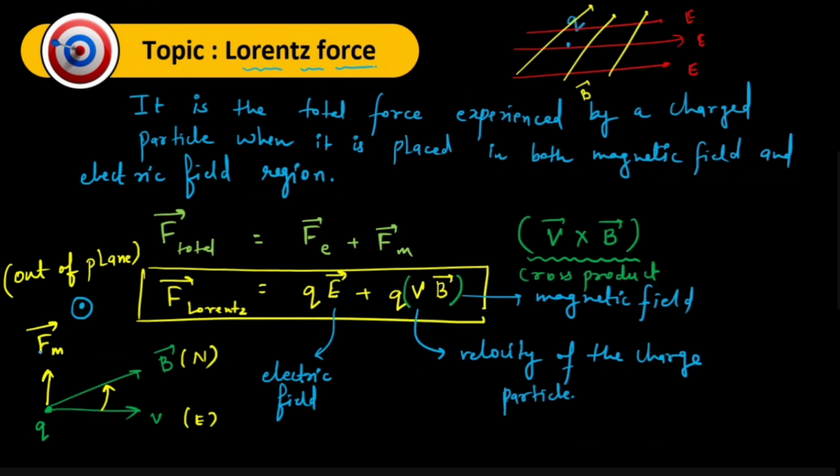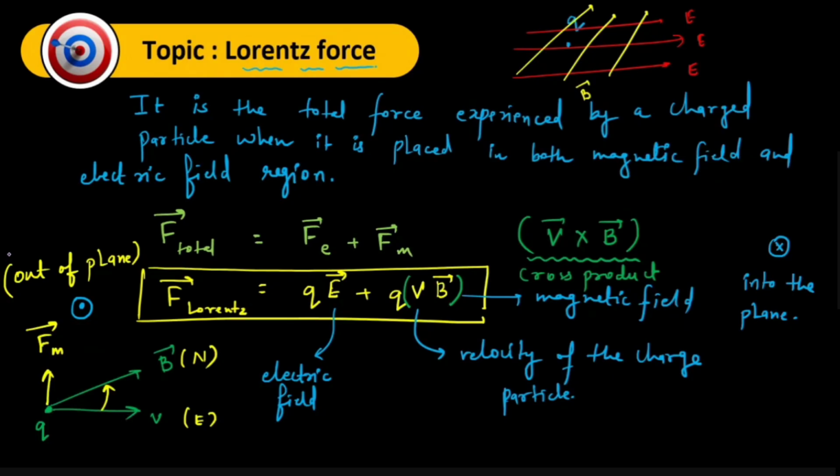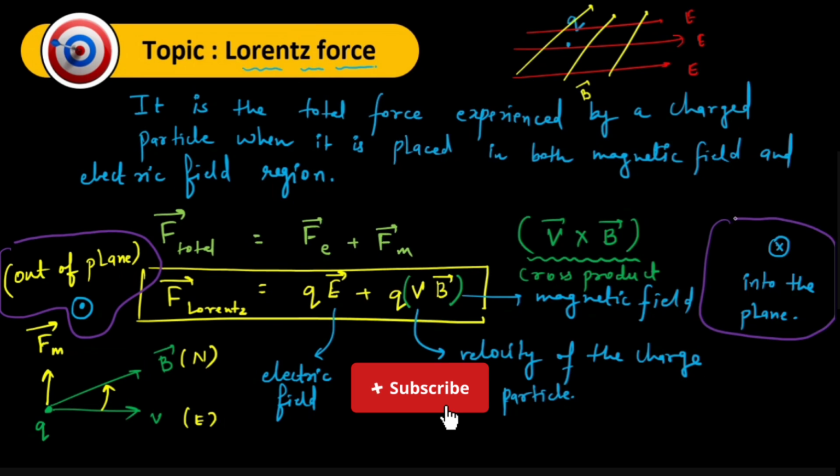We use dot, whereas cross is something which represents into the plane direction. So remember these directions when we are solving numericals, we'll be using these things directly. They won't say that the field is out of the plane. They just give us the direction through these symbols in the question. So we have to understand that if it is dot, the field must be out of the plane. If it is cross, it must be into the plane.